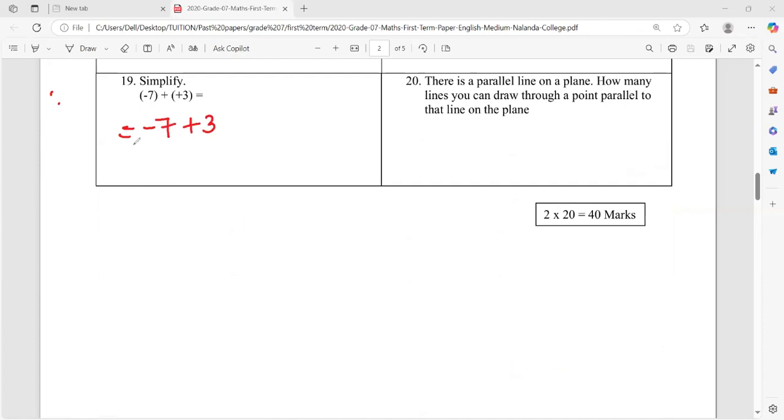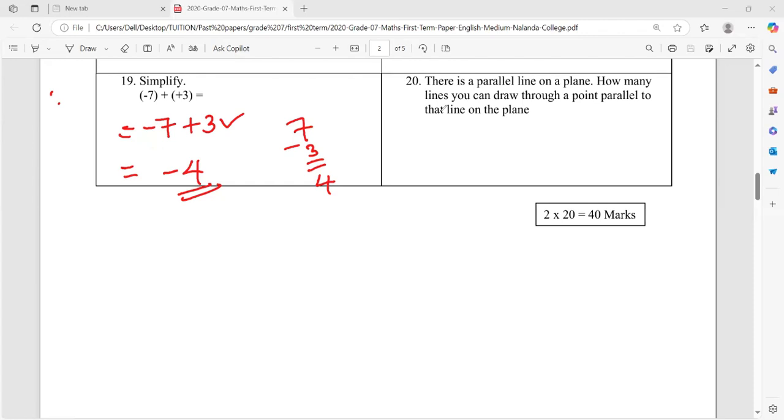If we have these two numbers with different signs, then what do we do? Actually, what we do is subtract the smaller magnitude, which is 3, from the larger magnitude, which is 7. Therefore, 7 minus 3 is 4. Now, the answer is 4. And the sign of the answer comes from the greater magnitude. That means it is minus 4. That means the answer is minus 4. Right? I hope you understand this.